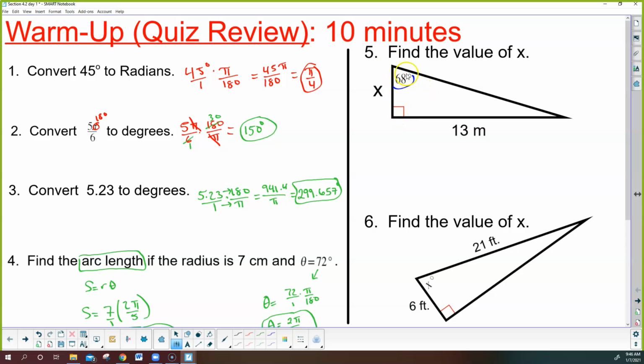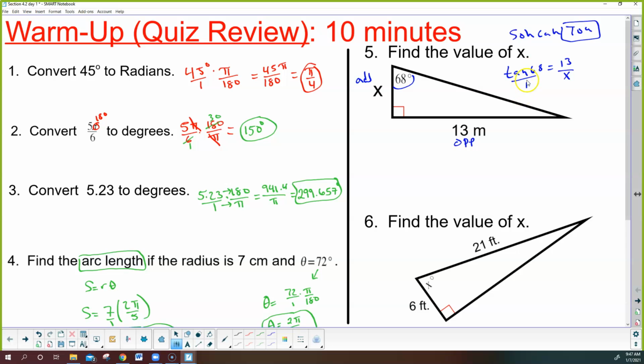So I have 68 degrees, and across from the 68 degrees is the opposite side. X is the adjacent side. So if I'm thinking Sohcahtoa, O and A is the tangent. Now we do have to be careful here in our calculator. We got the tangent of 68 degrees is equal to the opposite over the adjacent.